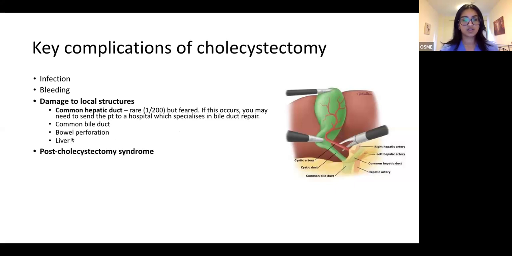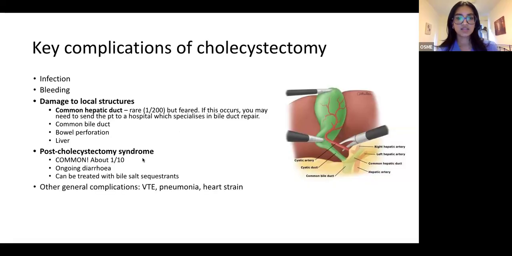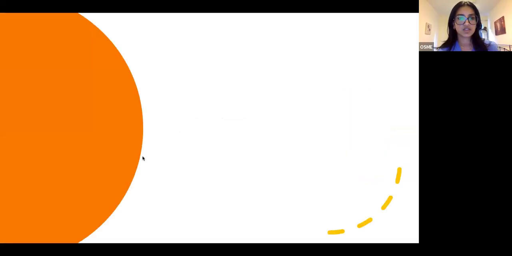Also, post-cholecystectomy syndrome is quite a common complication. It occurs in 1 in 10 people that have had the surgery, and it is associated with diarrhea, and it occurs due to gallstones either being left in and not properly removed or bile leak, and it can be treated with bile acid sequestrants. And yeah, these are the general complications.